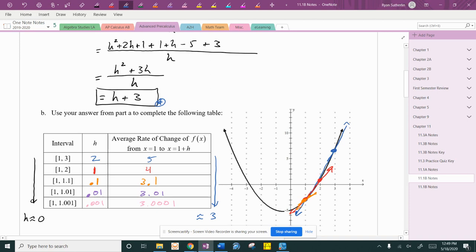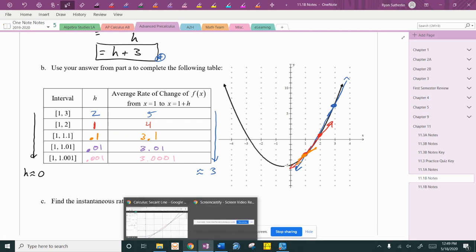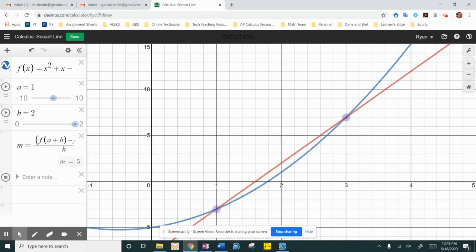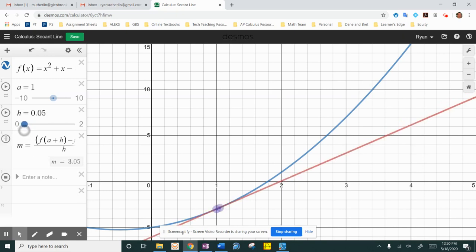What we're really finding here is what happens when that h value is 0. It can't be 0 exactly, because then I would be dividing by 0 and have something undefined. When h is getting closer and closer to 0, instead of finding the average rate of change, we're actually finding the instantaneous rate of change. Here the h value is 2, and as I make that h value closer and closer to 0, it's no longer a secant line. When h is 0, it's a tangent line. That line goes away, though, because we can't divide by 0.